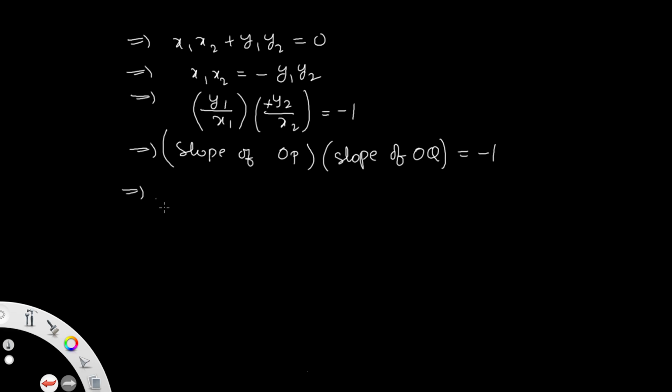So those are the lines O and P and O and Q. The angle between them is, we can say, since the product of the slopes is minus 1, that triangle OPQ forms a right angle at O. So the question is proved: angle POQ equal to 90 degrees.